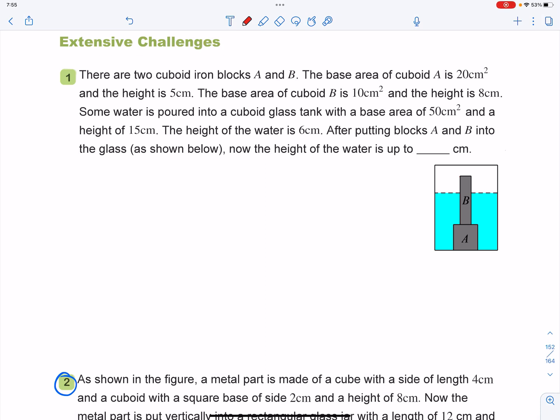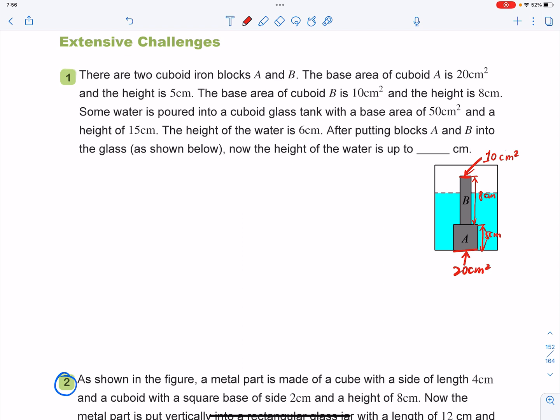Extensive challenge question number 1 in lesson 9. There are two cuboid iron blocks A and B. The base area of cuboid A is 20 square centimeters and the height is 5. So let me mark that height for you. This is 5 centimeters. And the base area of cuboid B is 10 square centimeters, and also the height is 8 centimeters.